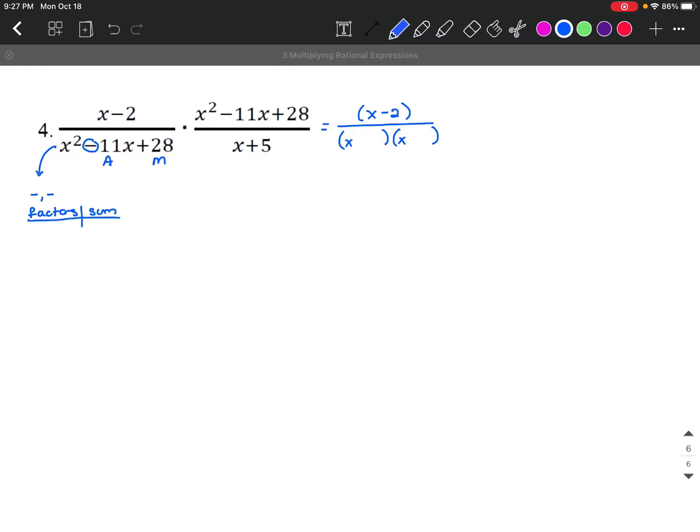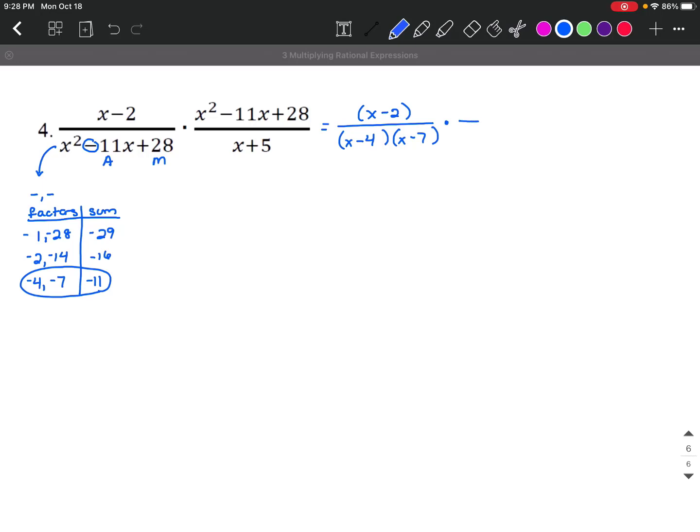Now the numbers that are factors, 1 goes into 28, but we're going to make them both negative, 28 times. That adds to negative 29, not what I wanted. 2 goes into 28, 14 times. They're both negative. They add to negative 16. Still not what I want. 3 does not go into 28, but 4 does. 4 goes in 7 times, and when I add that, there's the negative 11 that I want. So I have x minus 4, x minus 7.